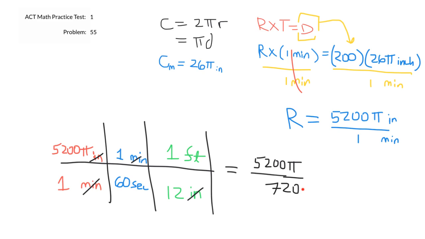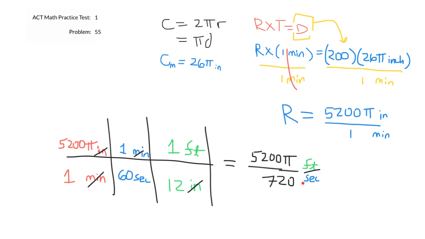Now, what you might want to do is just work with the numbers first, set up a nice fraction, okay? And then bring the remaining words in off to the side. I will put feet in green over seconds in blue, because the word feet in the table was green and the word seconds was blue. So in a way, this is the answer, 5,200 pi over 720 feet per second. That's the answer. However, obviously that does not show up.